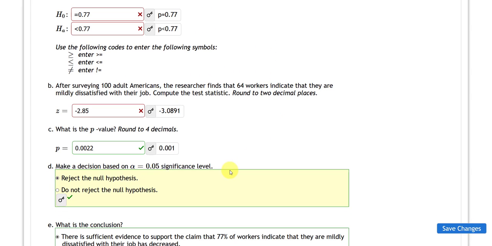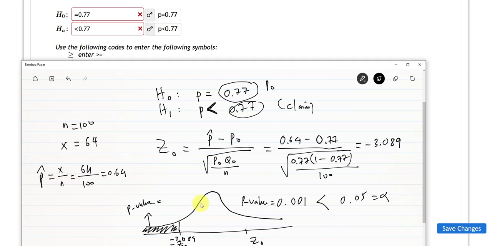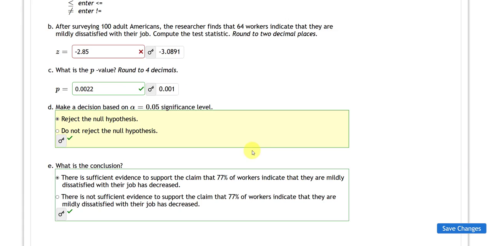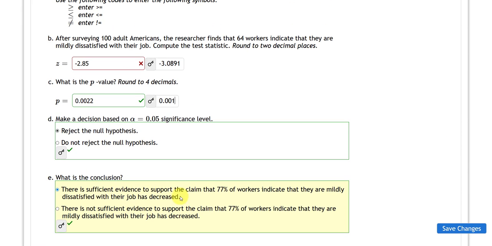If the p-value is less than the significance level 0.05, we reject the null hypothesis. If we reject this one, that means we have sufficient evidence to support the alternative hypothesis, or there is sufficient evidence to support the researchers' claim that the 77% of workers who are mildly dissatisfied with their jobs has decreased. So that's how we form the conclusion after we make the decision based on the level of significance.